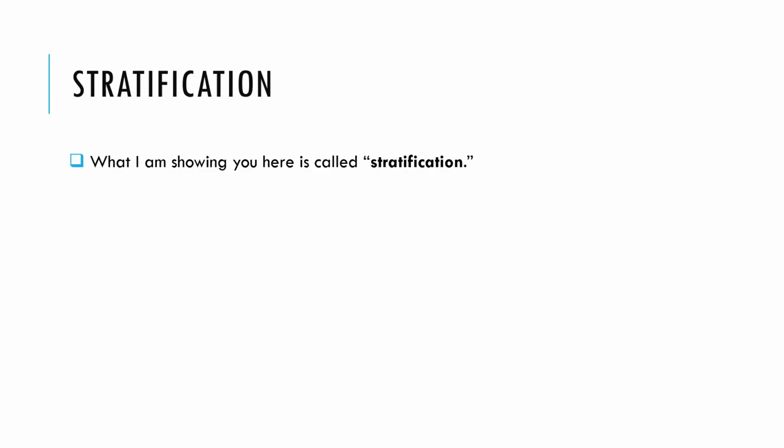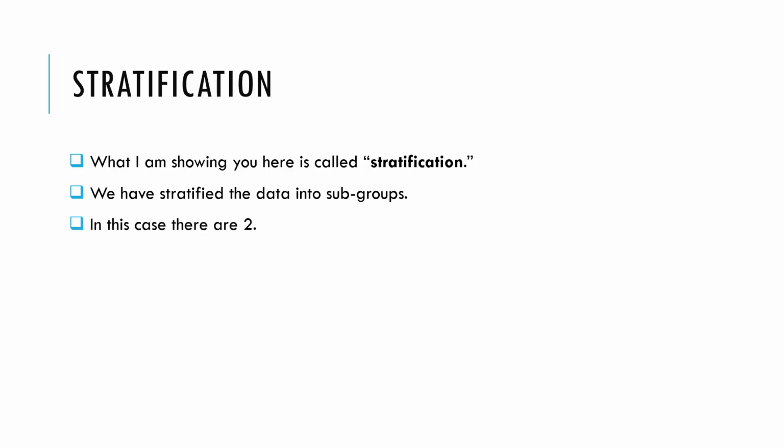All right. So guys, what I'm showing you here is called stratification. That's a fancy name for creating subgroups. We have stratified the data into subgroups. So if you want to use that language, it would be perfectly appropriate. So if you're doing a regression and you divide males versus females, or business majors versus non-business majors, or athletes versus non-athletes, or upper level management, lower level management, whatever you're doing, you have stratified the data if you're creating a regression for each category. So in this case, we have two subgroups, but there could be more.